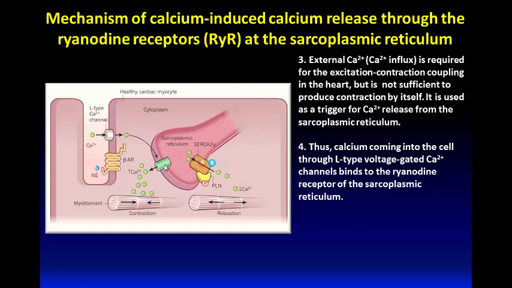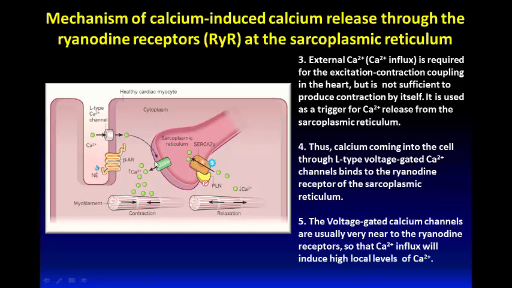So, the calcium ions coming into the cell through the L-type voltage-gated calcium channels bind to ryanodine receptors in the sarcoplasmic reticulum. And these ryanodine receptors, again, function as calcium channels for the calcium ions which are stored here in the sarcoplasmic reticulum. So this calcium ion acts as a ligand for the ryanodine receptor in the sarcoplasmic reticulum.